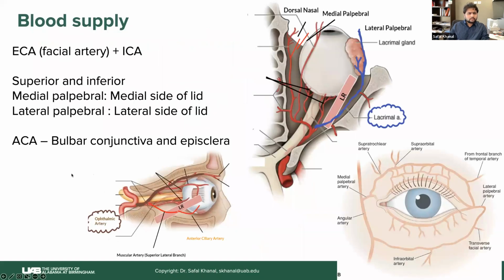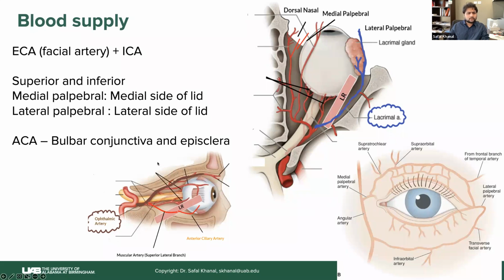Now, when it comes to blood supply to the eyelid, it is from both external and internal carotid arteries. The external carotid artery blood supply is mainly by the facial artery. The internal carotid artery blood supply is from the ophthalmic artery, which gives rise to medial palpebral and lateral palpebral arteries on the lateral side. And these anastomose to form an arcade just in front of the globe.